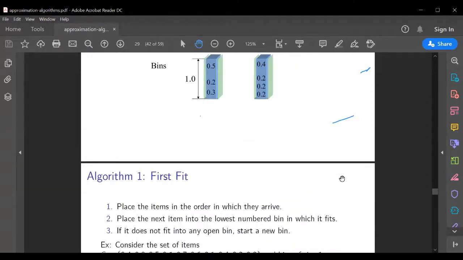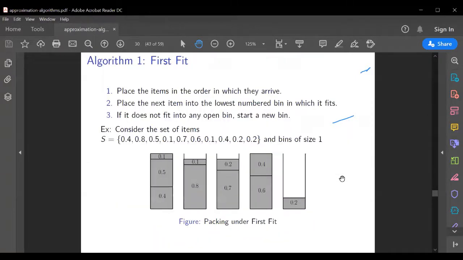The algorithm is the first fit algorithm. What we do in this is place the items in the order in which they arrive, with no change in the order. Place the item into the lowest numbered bin in which it fits. If it does not fit, open a new bin. So now 0.4 will go into this, but 0.8 cannot get into this, so you have to open a new bin.